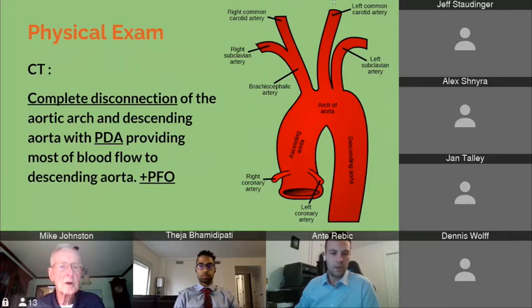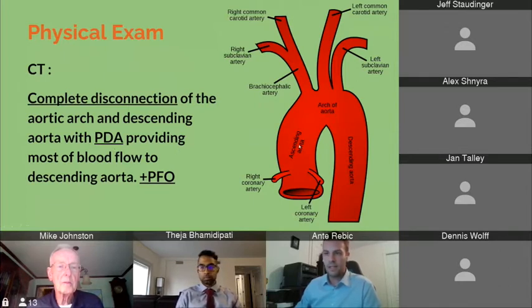Obviously there is interruption of the flow, and the ascending aorta that we see right here is not connected to this descending aorta. So we're saying that the disconnection happens between the arch and the descending aorta, which means in this area right here, past the left subclavian artery. And then we talk about the PDA, or patent ductus arteriosus.